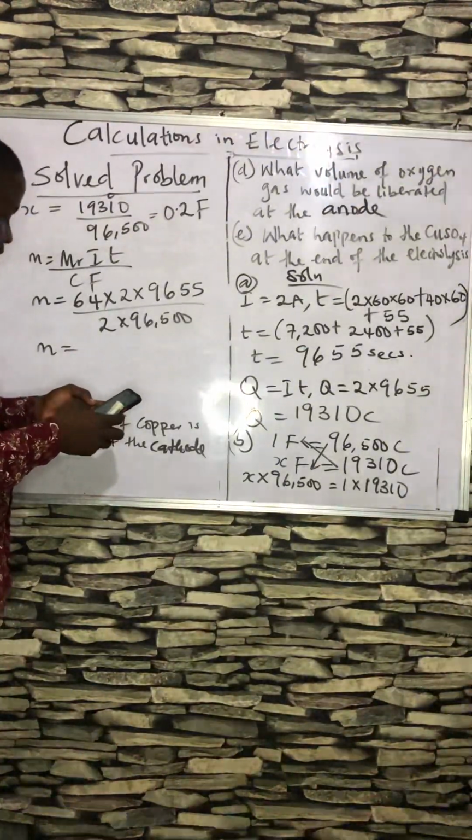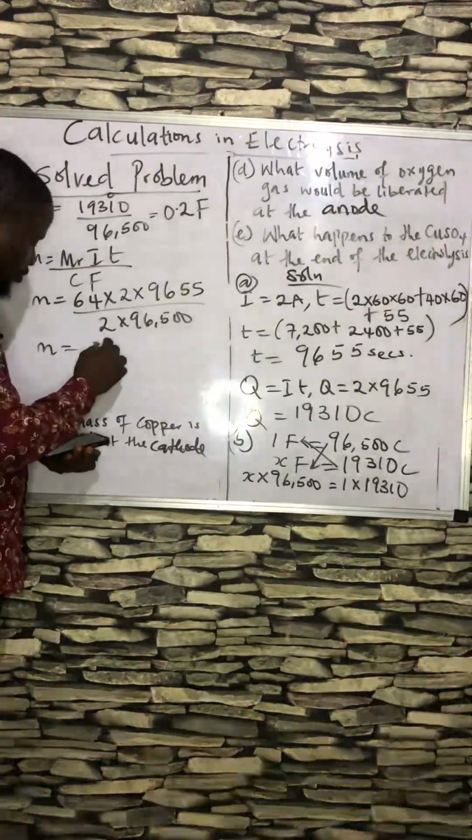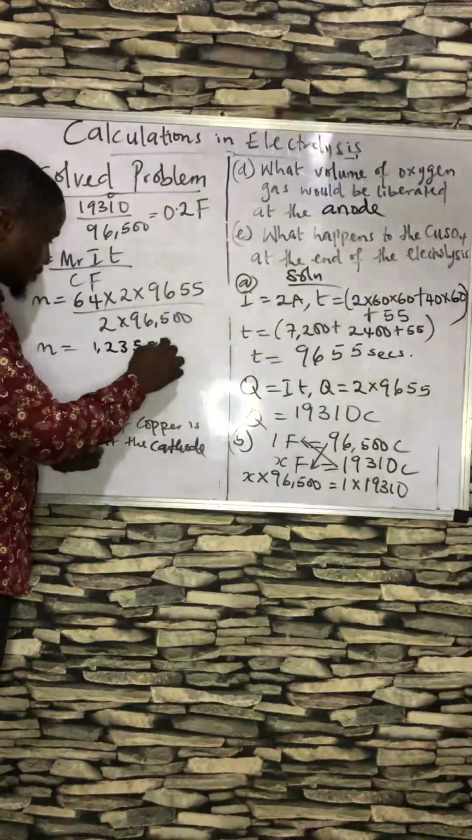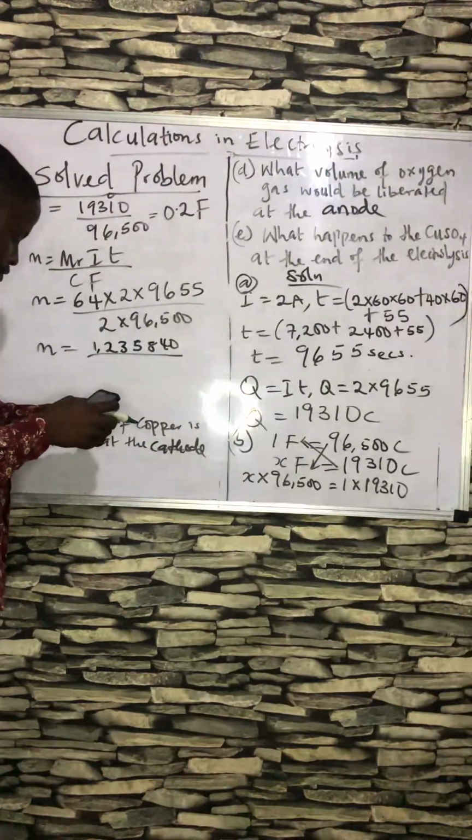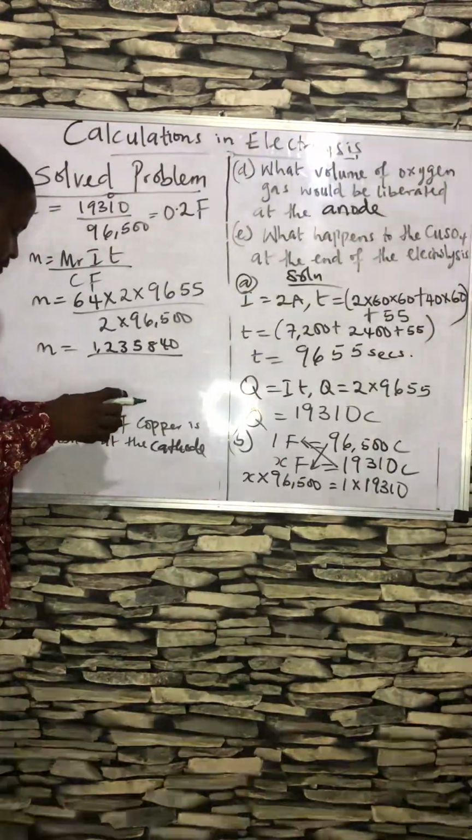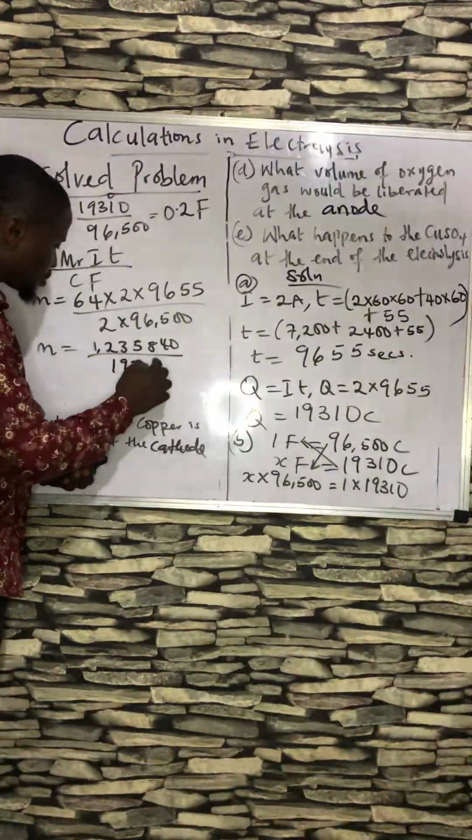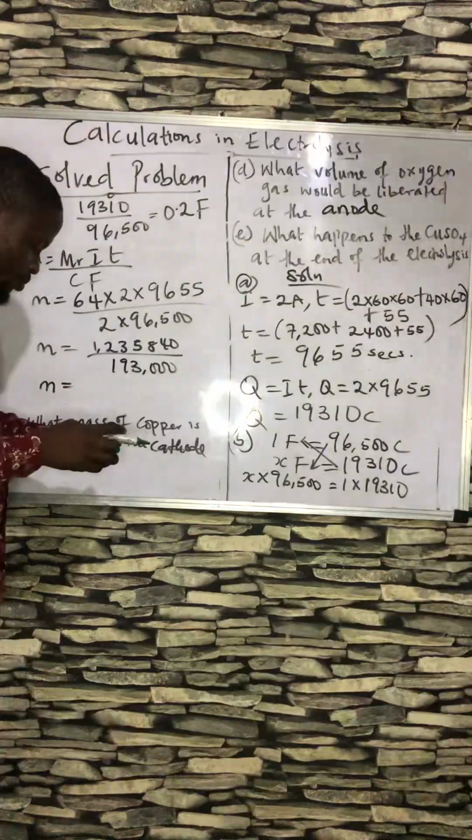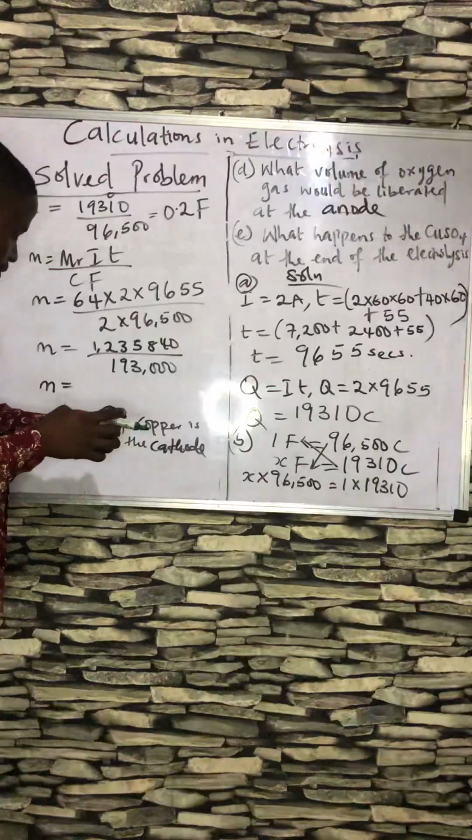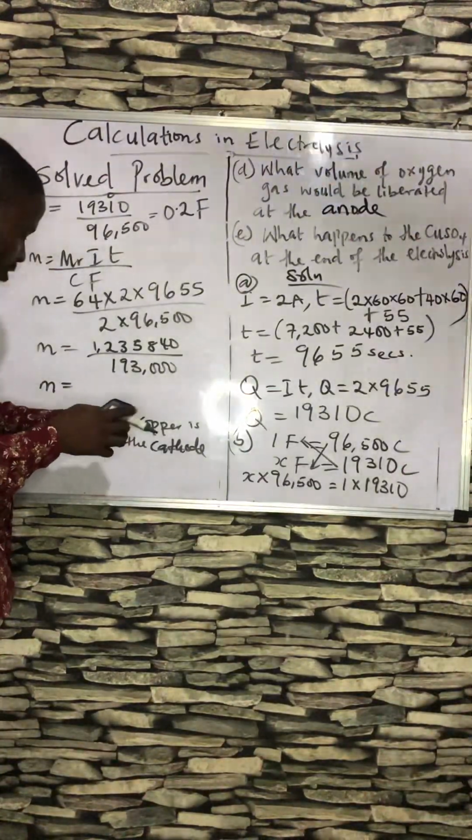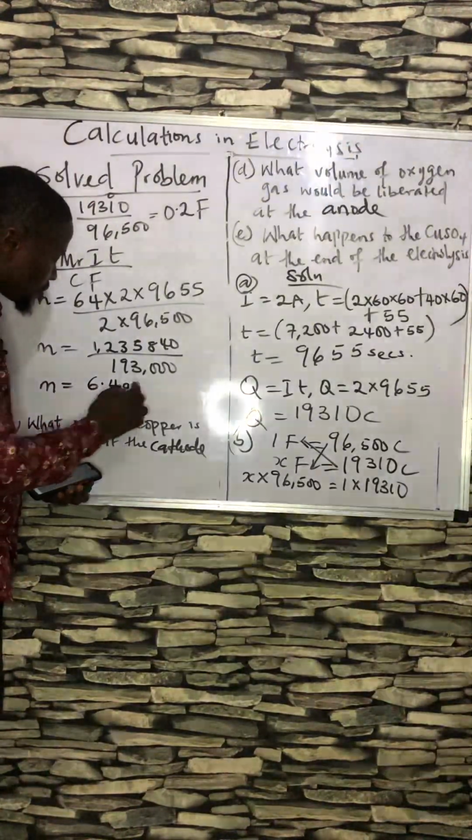64 times 2 times 9655, 1,235,840 divided by 193,000, I suppose. 2 times 96,500. So 193,000. So your mass would be divided by 193,000, 6.4 grams.